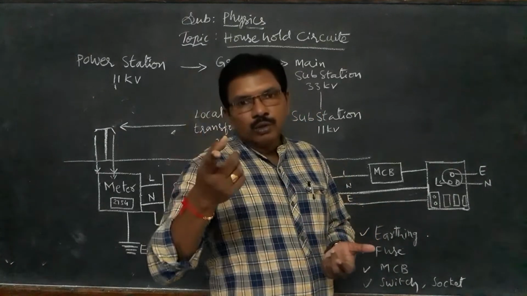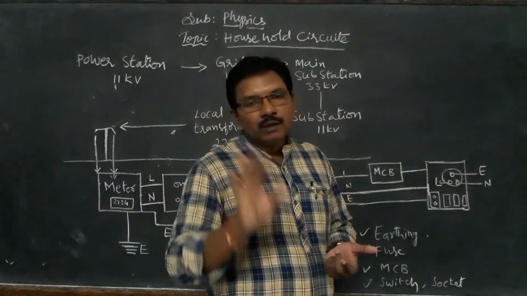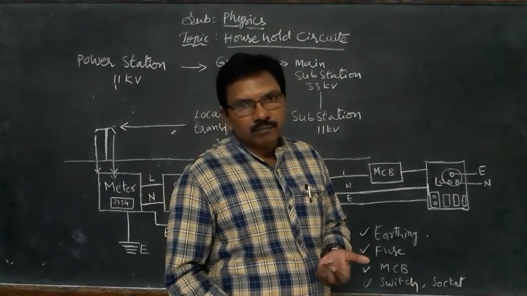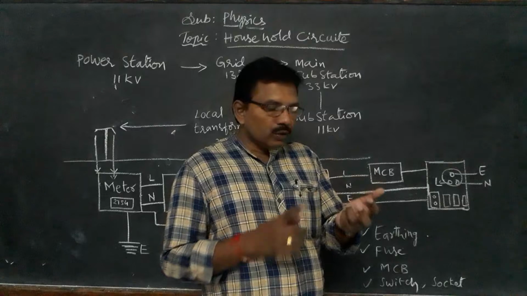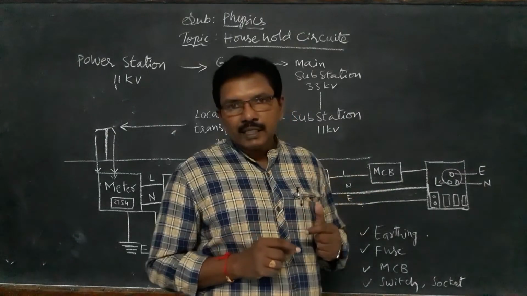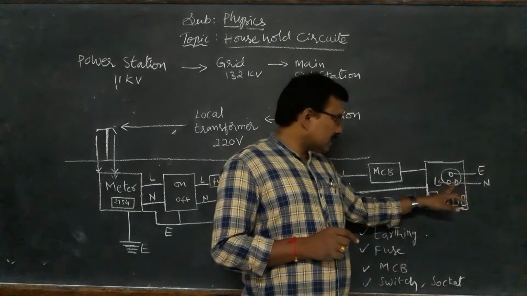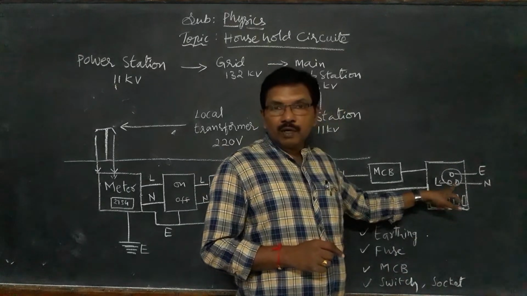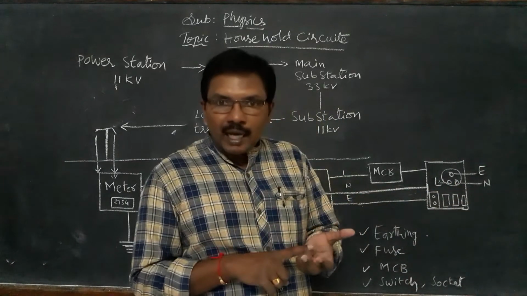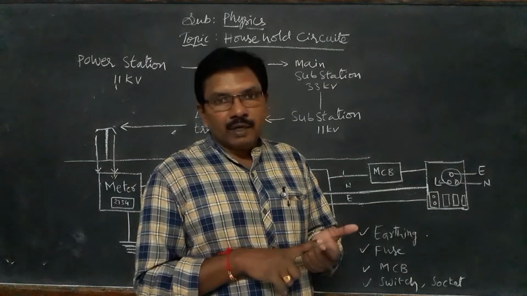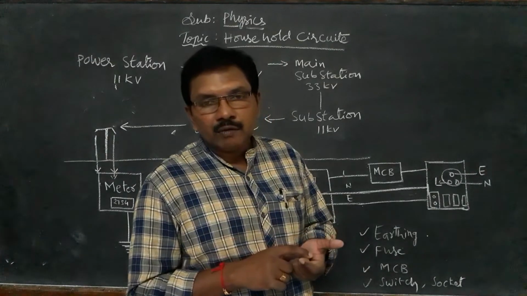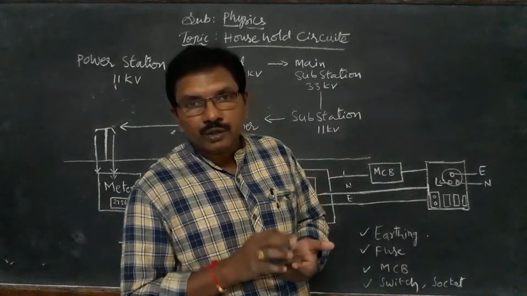For example, tube, bulb, fan: no need for an earth wire. Just the neutral and live wire is enough. But see, 3-hole sockets, what are they used for? Neutral, live, and also the earth wire. I already told you the earth wire is used for earthing. What is the use of the earth wire?